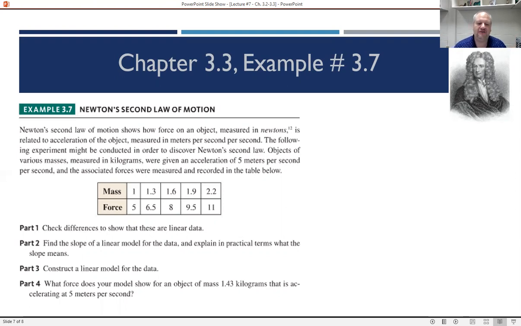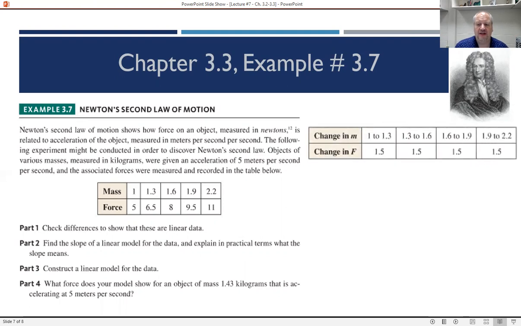So part one says check differences to show that these data are linear. Not hard to do. We're going to draw an average rate of change table and carefully go from one to the next. I could see that the change here is 1.5. I could see that the change here is 1.5. Once again, the change here is 1.5 and so on. And you can see that's illustrated in all 4 of these boxes. All right. Next, find the slope of the linear model for the data and explain in practical terms what it means.